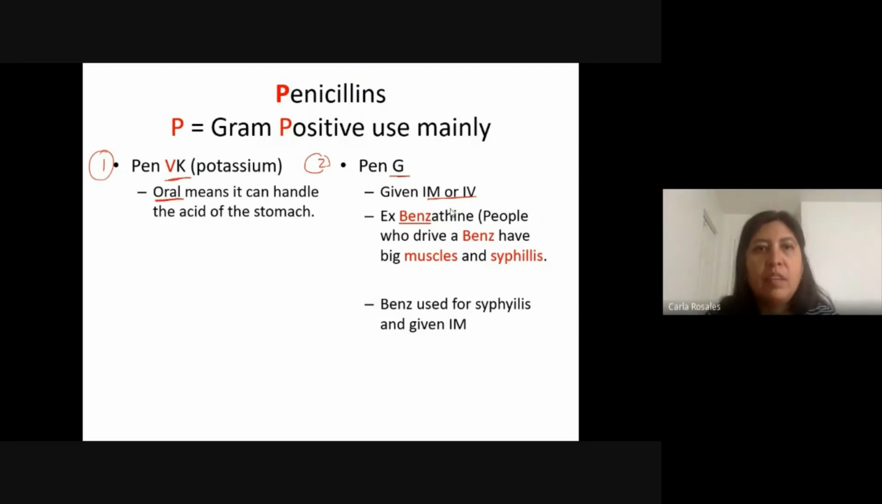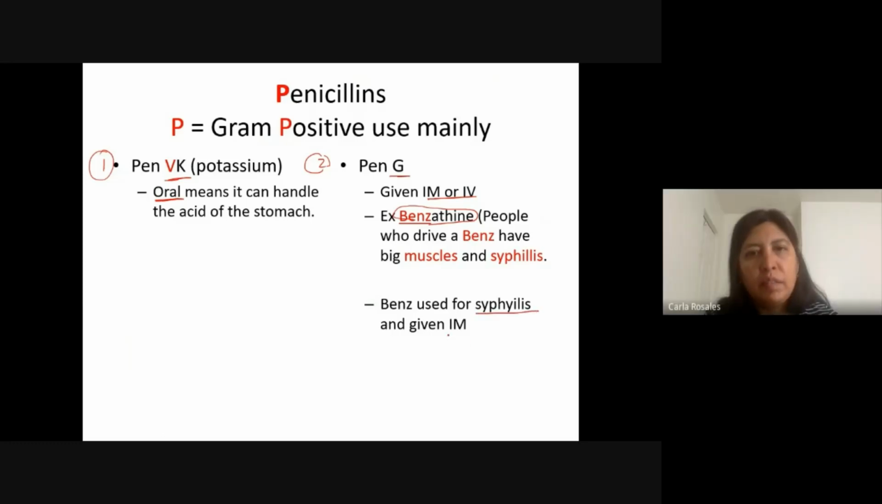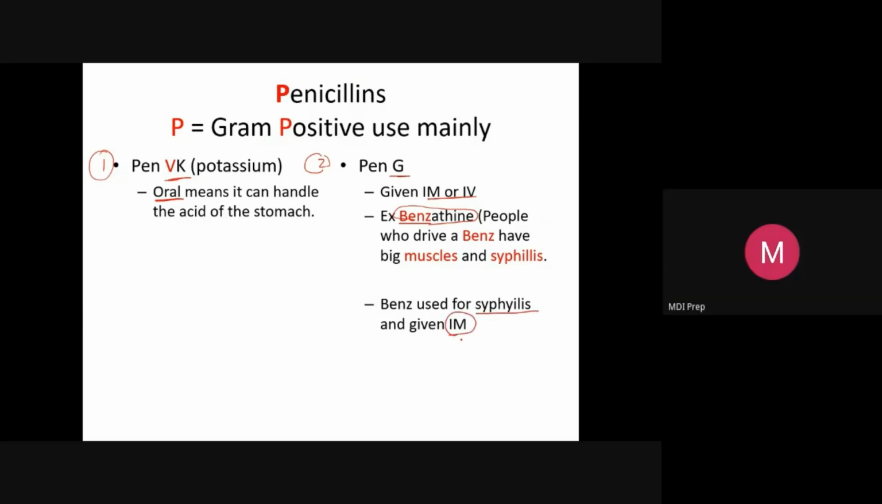Now, if you think about it, we use one penicillin called benzathine, right? Benzathine is typically used for syphilis. And you give that intramuscularly. So if someone had syphilis, you basically would give them one shot of penicillin in the muscle, and that would cure the syphilis.